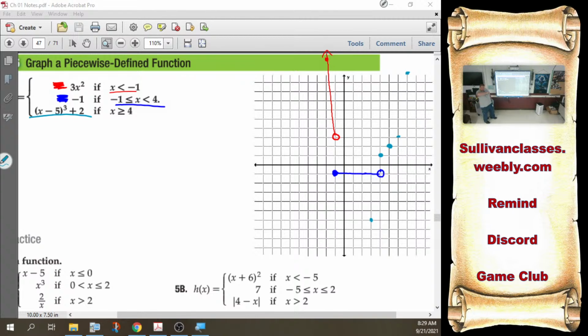But again, before I go connecting the dots, where do I care about it? From 4 onward. Oh, swing and a miss. Okay, that's the official graph.